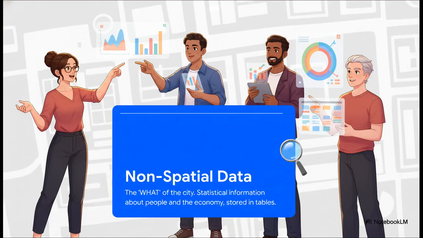This is what we call non-spatial data. And look, the easiest way to think about it is this. If you can stick it in a spreadsheet or a table, it's probably non-spatial data. It tells us what's happening in the city, but not necessarily where. It's like the statistical soul of the place.